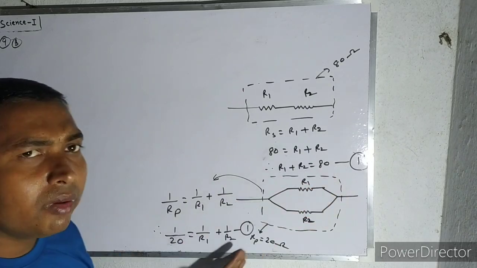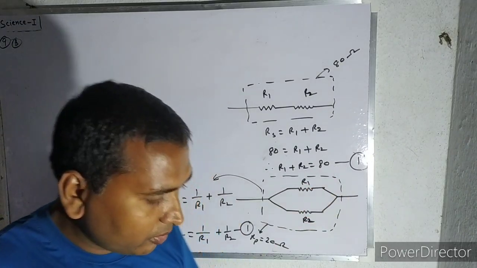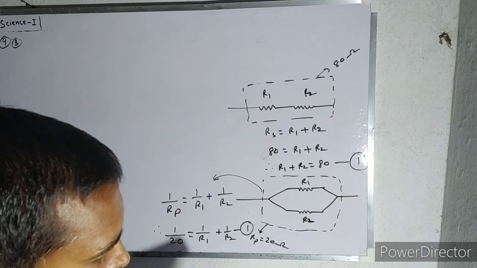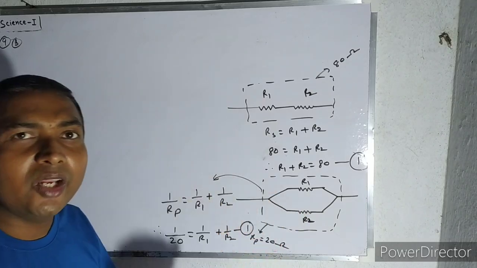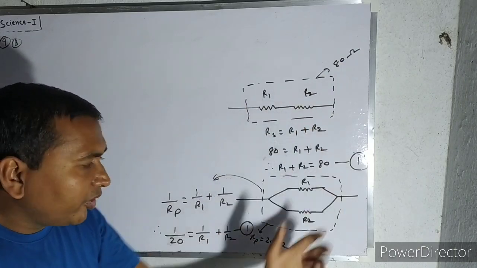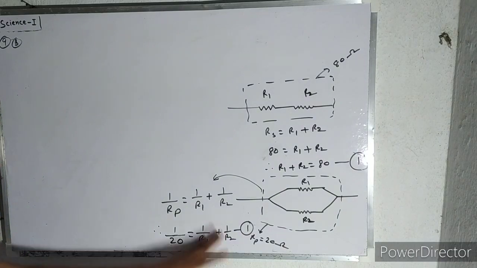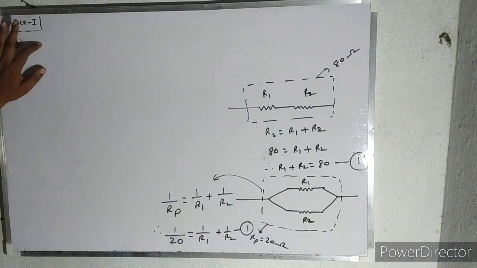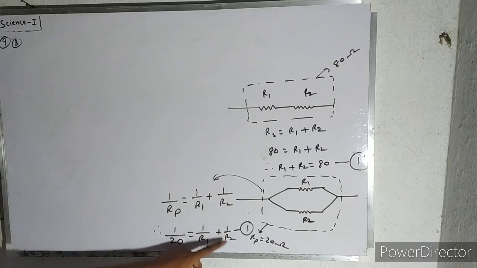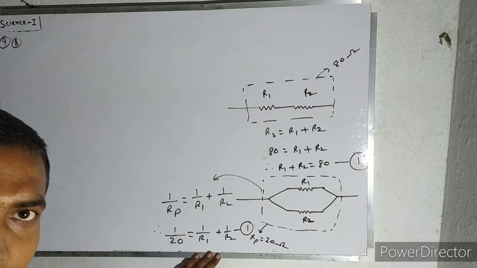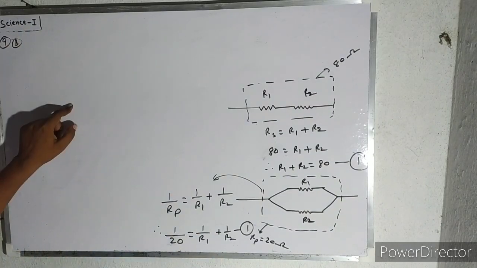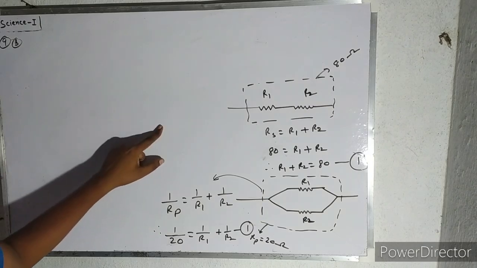You have two equations, equation number 1 and equation number 2. Two equations, two variables, you have to find the values. What are the values of the two resistances? Means what are the values of R1 and R2? So you will solve. Given R1 plus R2 is equal to 80 ohm and 1 upon R1 plus 1 upon R2 is equal to 1 upon 20. To find R1 is equal to question mark, R2 is equal to question mark.